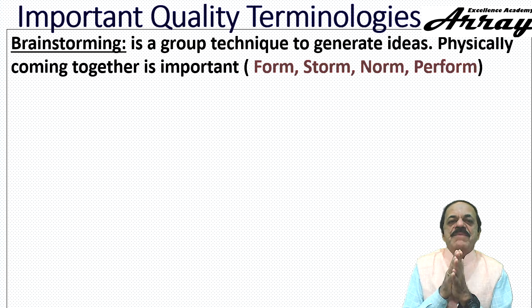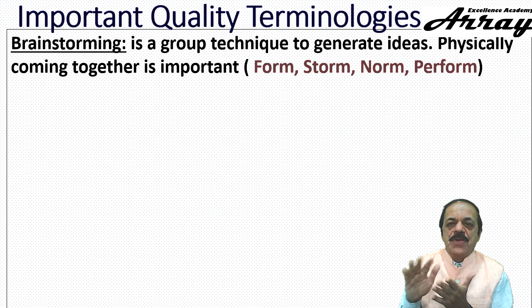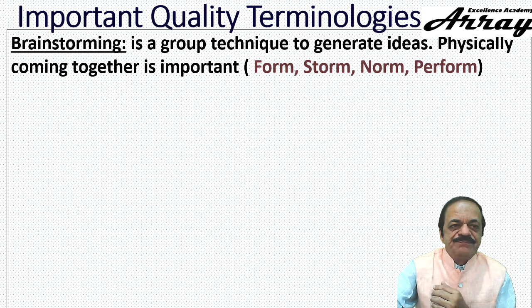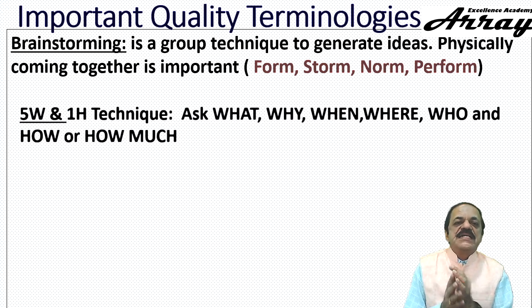So in team formation, please don't forget these stages are inevitable. Form, storm, that is some friction, then normalization, and then perform. Form, storm, norm, perform. This will happen in a group when they sit together, and afterwards they will generate a lot of ideas. I'll explain brainstorming in detail later.